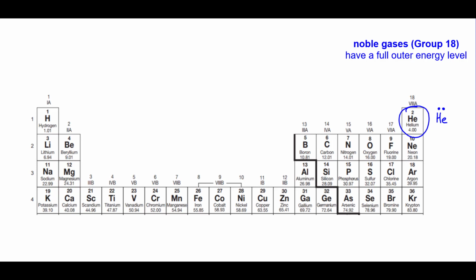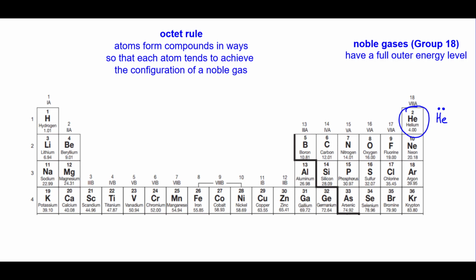Now, an important idea to add to your notes here is the octet rule. Simply put, atoms form compounds in ways that each atom will tend to achieve the configuration of a noble gas. Get that idea into your notes, and let's move on. Now, atoms bond together in 3 different ways, depending on what happens with their electrons. The first type of bond we're going to look at today is an ionic bond. Now, I'm not putting the definition on the board just yet.